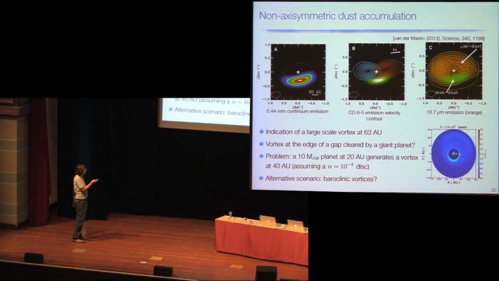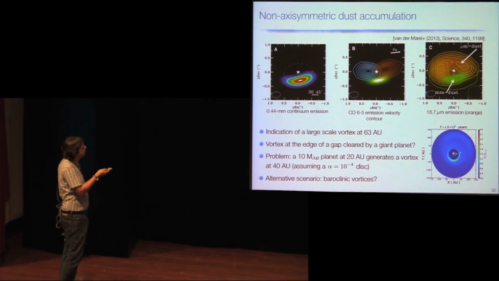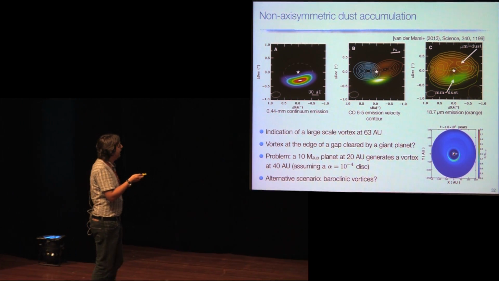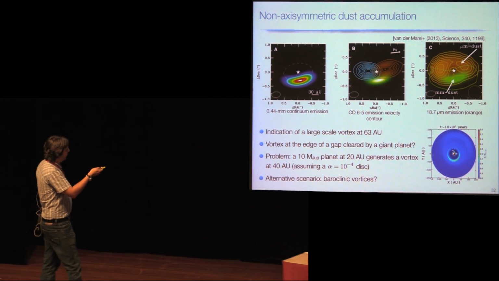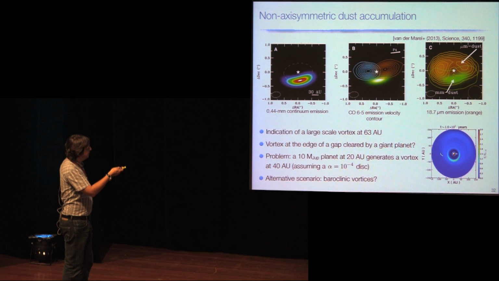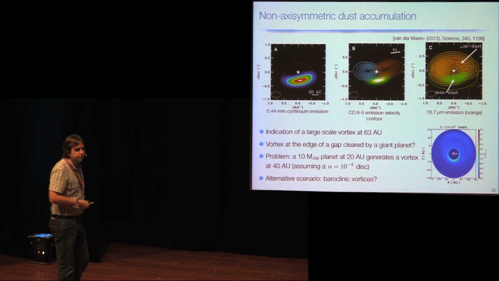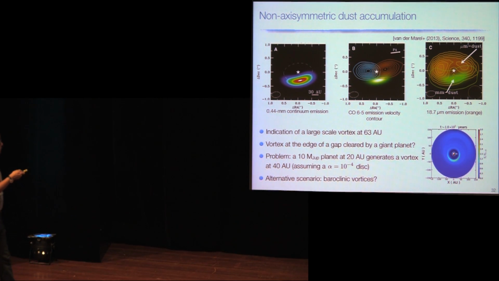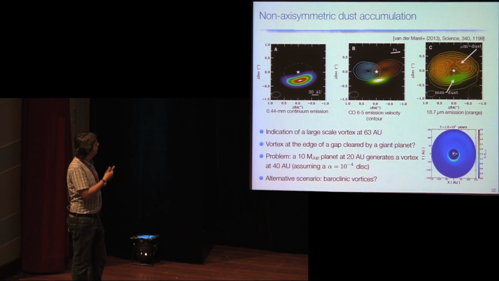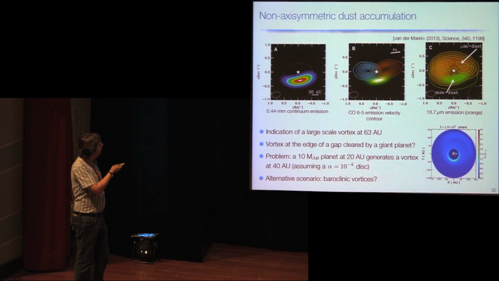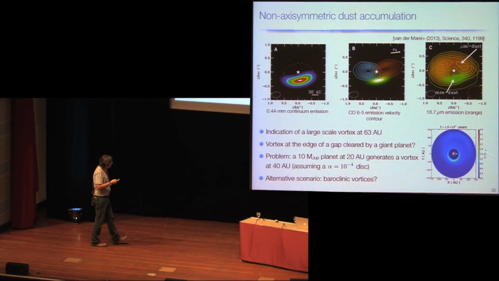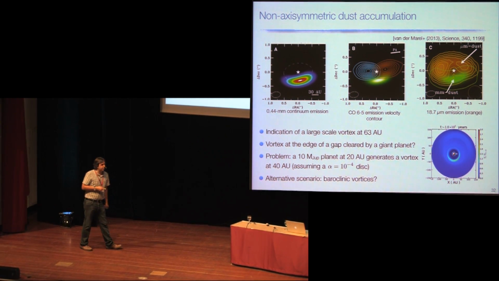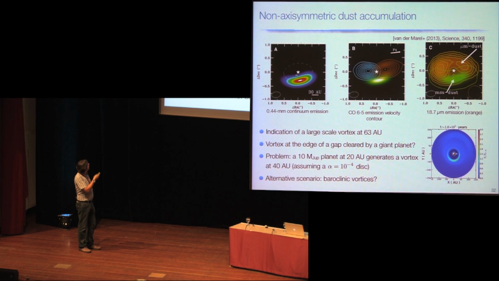So that's one of their simulations. The planet is this white cross here, and this planet clears up a gap. So this is a very big planet. It's 10 Jupiter mass. It clears up a gap, and at the outer edge of this gap, you have a vortex, which is created. And this vortex is located at about 40 AU in this model, assuming an alpha which is quite small, 10 to minus 4. So to me, it's not entirely satisfactory, because you create this vortex at 40 AU, whereas this thing is located at more than 60 AU.